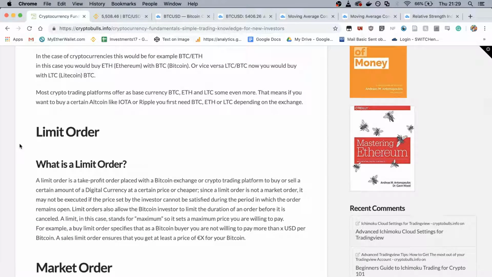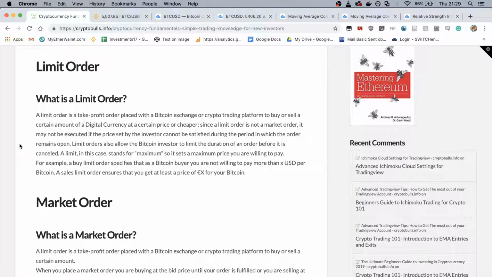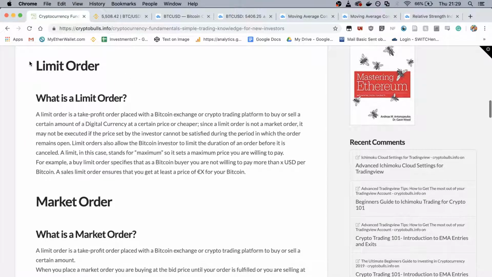Now a limit order, when you're trading, most platforms have got the same names for the order types, and I think this is one of the most important aspects, even if you want to do any day trading and so on. Also just for long-term investing, you at some point have to make an order to buy certain coins that you can't directly buy on exchanges.